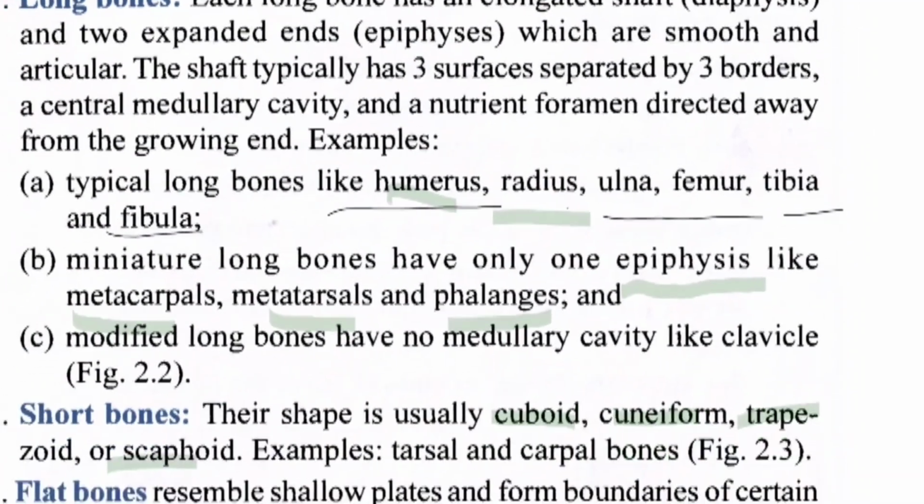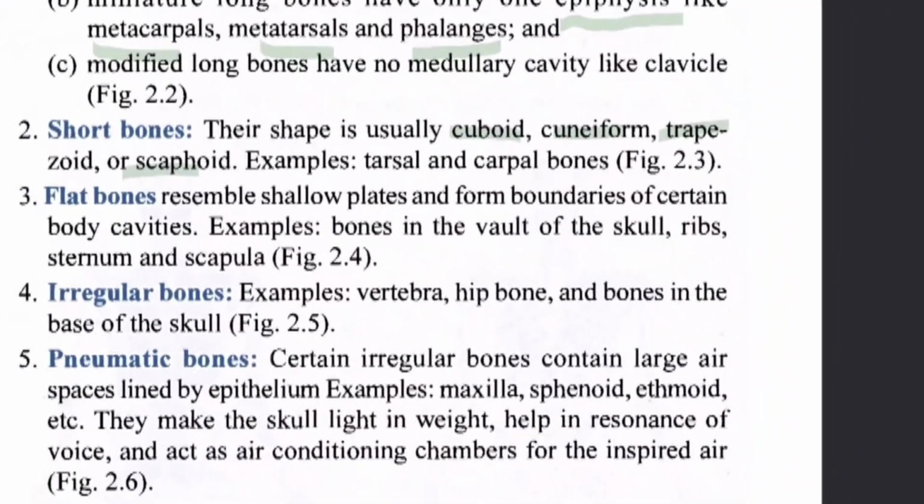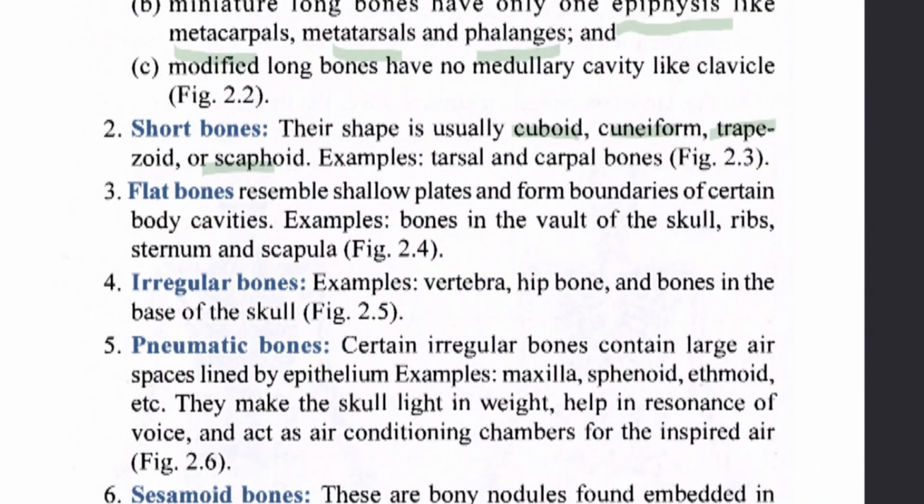Then let's come towards flat bones. Flat bones resemble shallow plates and form the boundaries of certain body cavities. Just focus here. Examples are the bones in the vault of the skull, ribs, sternum and scapula. They form shallow plates and the boundaries of certain body cavities.